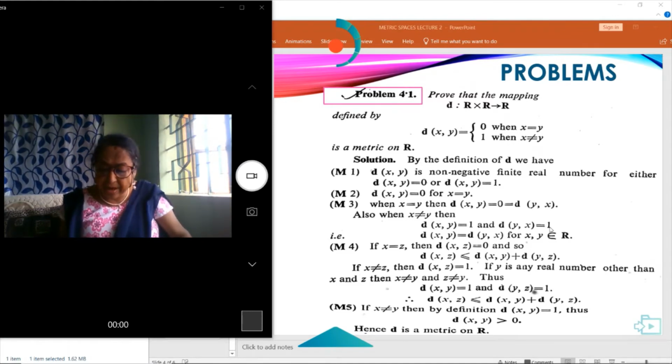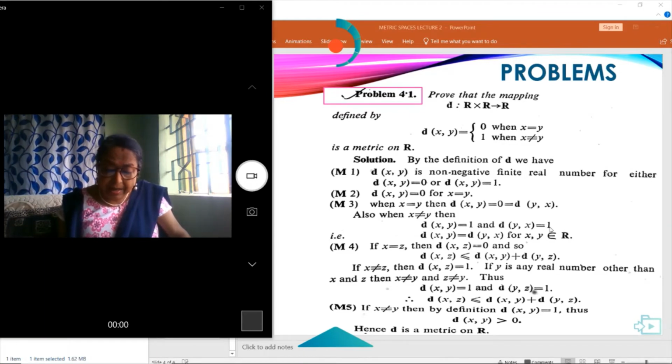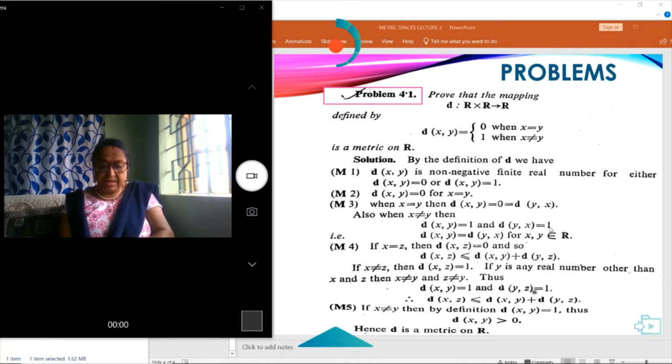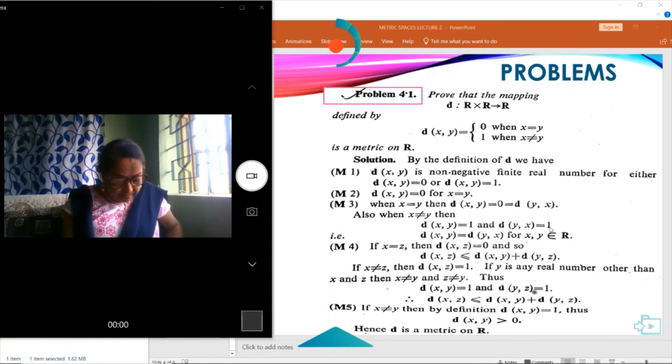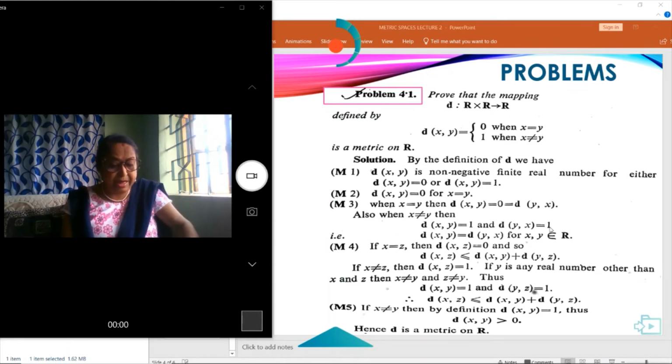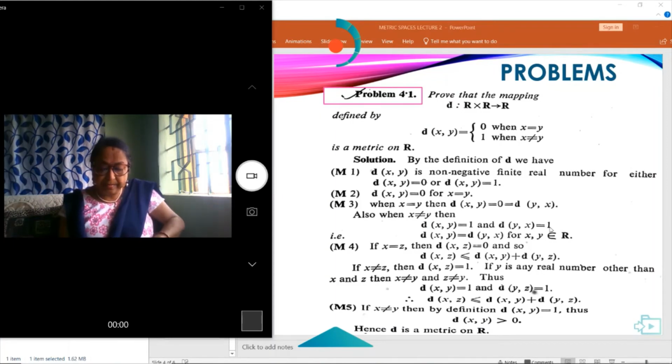Now for M5, if x is not equal to y, then by the definition d(x, y) is equal to 1, which is greater than 0. Since the five postulates of a metric space are satisfied in R, this function is a metric on R.